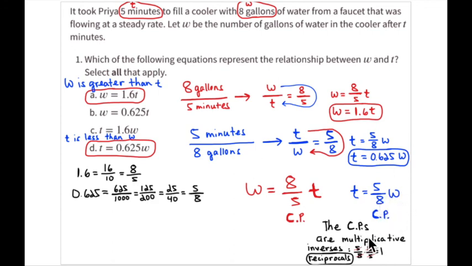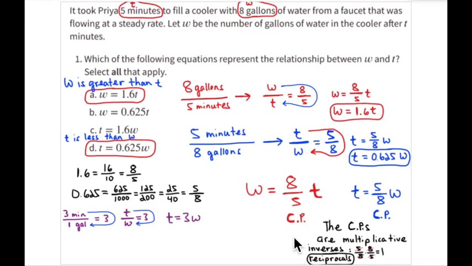So the constants of proportionalities are multiplicative inverses of each other. So 8/5 is a multiplicative inverse of 5/8. What that means is if you multiply them together, you will get an answer of 1. 5/8 times 8/5 equals 1, or 5/8 of 8/5 equals 1, or 8/5 of 5/8 equals 1. You can look at it either way. And another name for multiplicative inverses are reciprocals. They are reciprocals of each other.